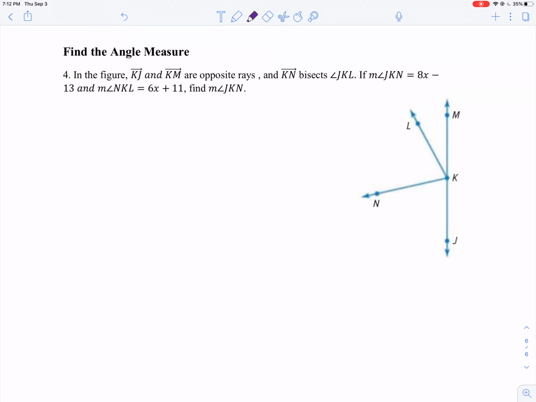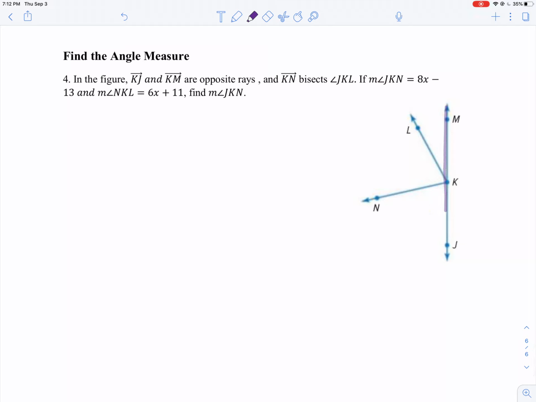In the figure, KJ and MJ are opposite rays, so that tells us that this adds up to 180 degrees. KN bisects angle JKL, so that means this angle is congruent to this angle. And the measure of angle JKN is going to be 8x minus 13. And then the measure of angle NKL is going to be 6x plus 11. And then it tells us to find the measure of JKN. That's what we're looking for.